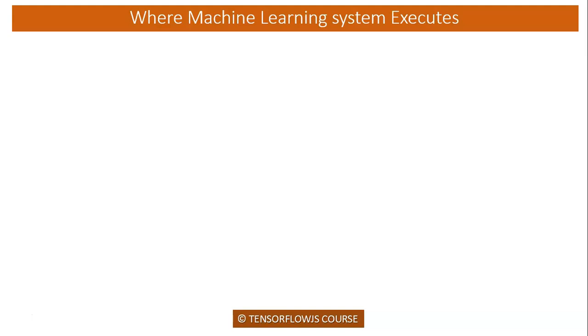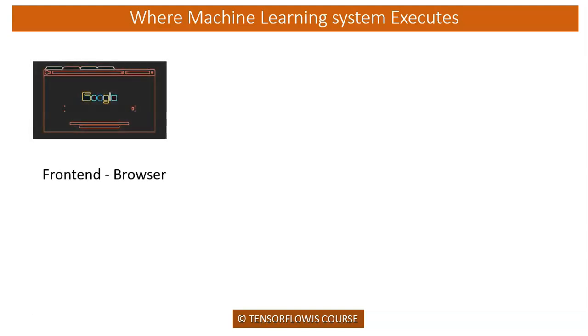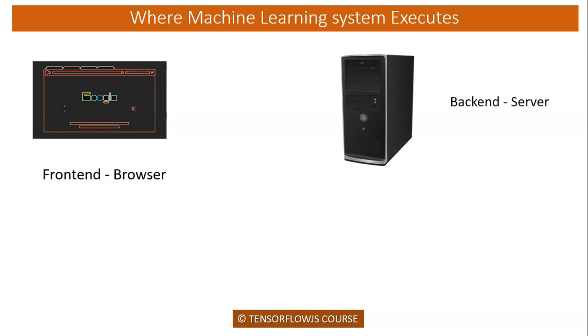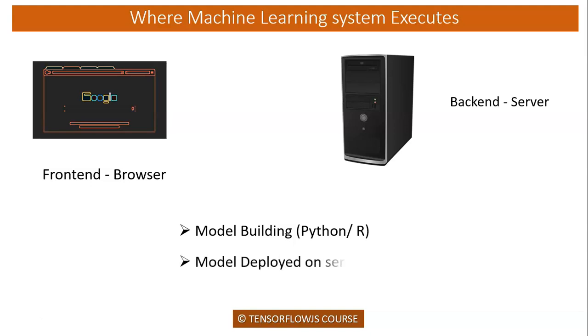Generally, we have a front end available in our application. It can be anything, but for the sake of simplicity, let's take the browser as our front end. And we have backend services available. While designing a machine learning system, model building generally happens in a high-end programming language like Python or R. That generally happens in backend server-side languages, and after that, the model gets deployed on that backend server.